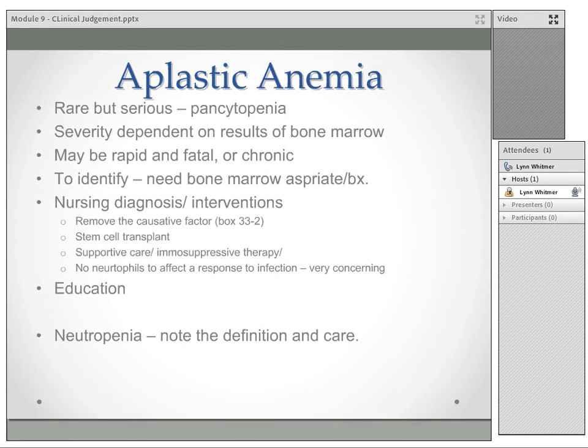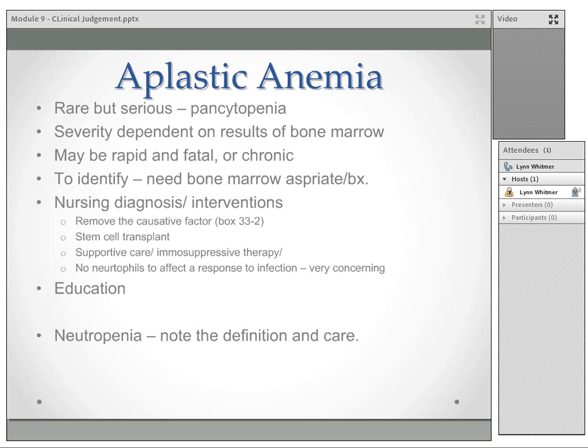So the severity is dependent on the results of the bone marrow. When we do a bone marrow aspirate, we're going to identify how severe, how dangerous, how devastating, or how fatal this is for this individual. It can be rapid and fatal, or it can be a chronic problem that can be controlled. And again, we identify it by doing a bone marrow aspirate.